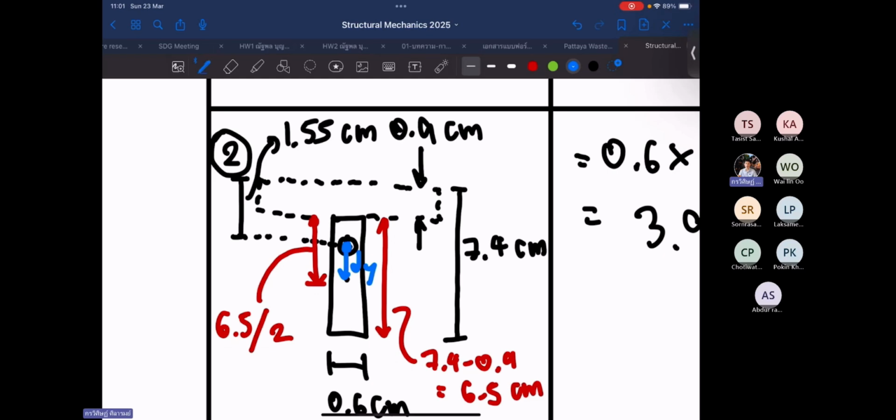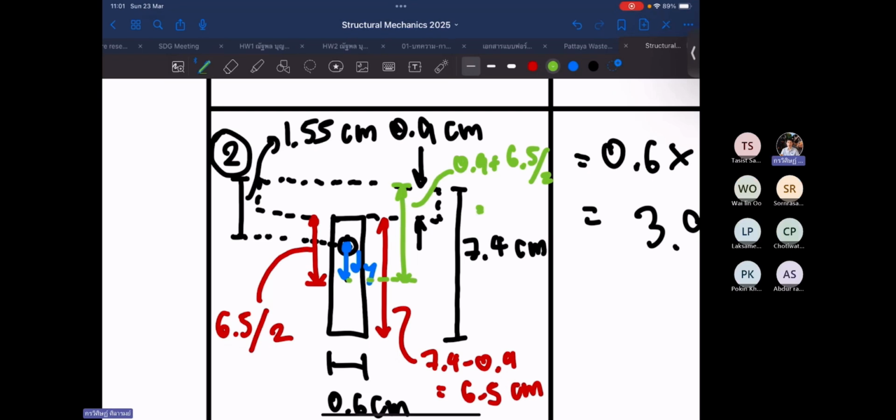The easiest way for me is to determine this distance first. The green one is from the top to the centroid of the component. This green one must be equal to the thickness, 0.9 centimeter, plus half of the height of the component. So this green one is equal to 0.9 plus 6.5 divided by 2, which is 4.15.